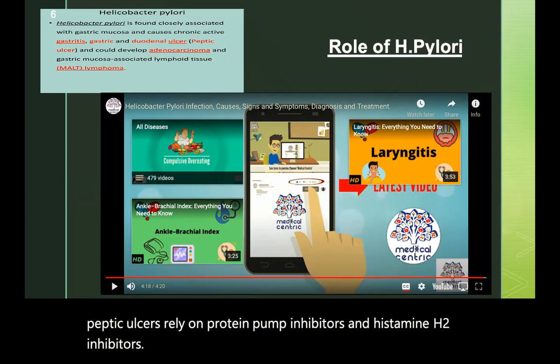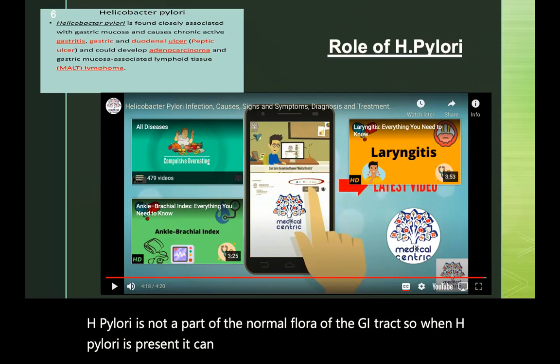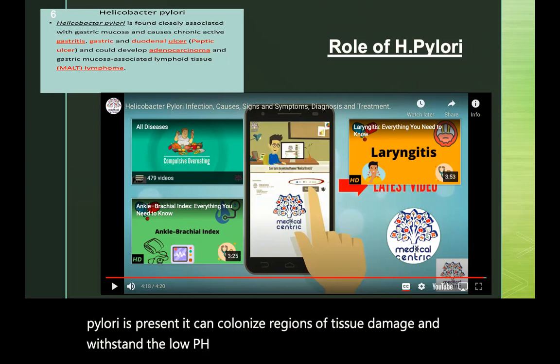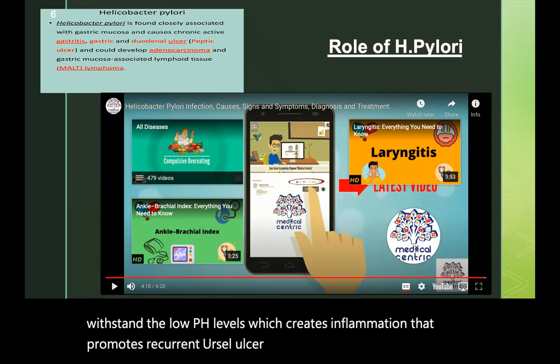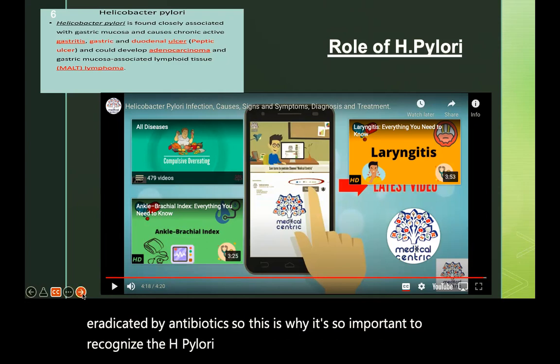H. pylori is not a part of the normal flora of the GI tract. So when H. pylori is present, it can colonize regions of tissue damage and withstand the low pH levels, which creates inflammation that promotes recurrent ulcer formation until the infection is eradicated by antibiotics. So this is why it's so important to recognize the H. pylori infection and get the patient treated with antibiotics as soon as possible.